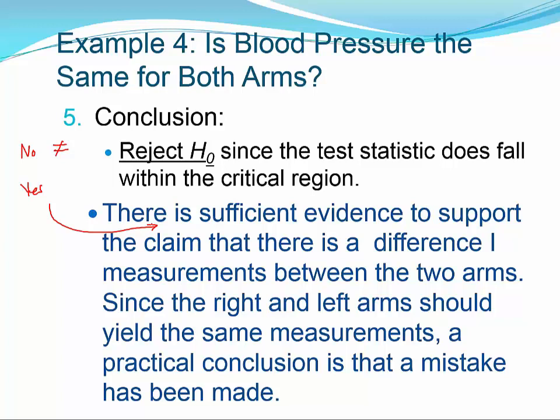If you think about that, though, that's kind of a funny conclusion to make, even though our test supports that, because right arms and left arms should really yield the same measurements. So you have to be practical with statistics. It seems like that probably if it's the same person taking these measurements, maybe they're making a mistake with their calculations.